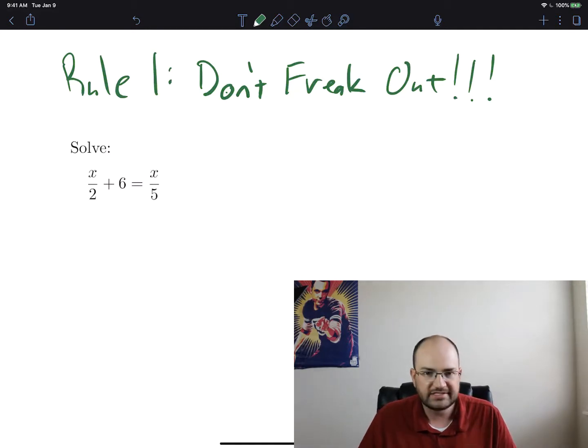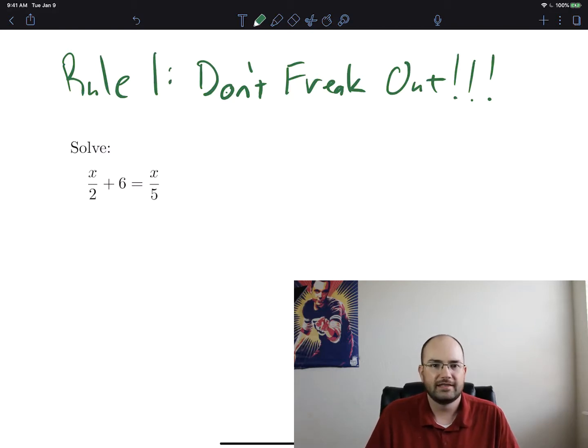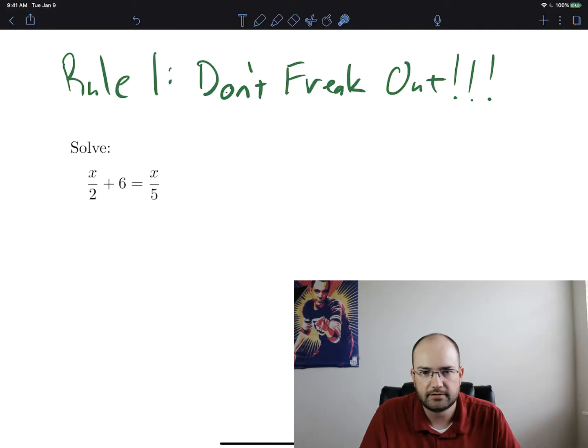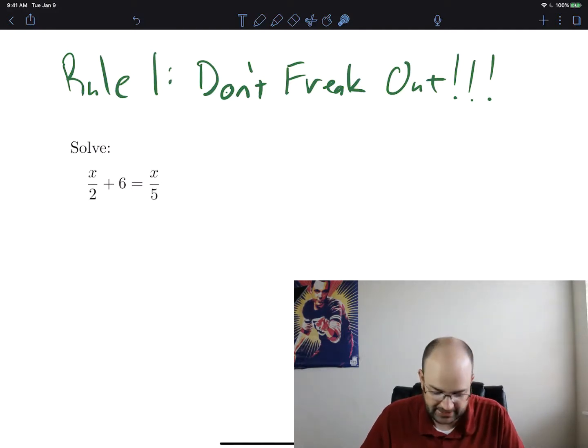What we want to do is that first step in the procedures that I showed you earlier. And that first step is to remove any fractions. To do that, we need to find the least common denominator between all fractions. We've actually done that several times already. The denominators that we see are 2 and 5. So between 2 and 5, what's the LCD? If you said 10, then you are correct.